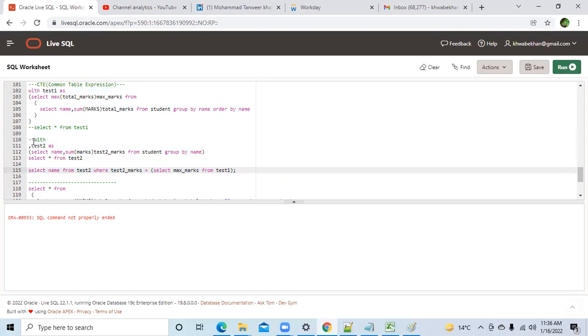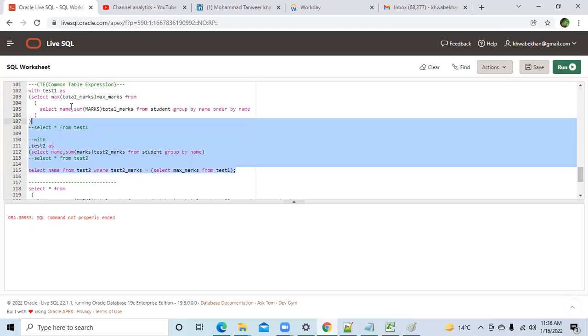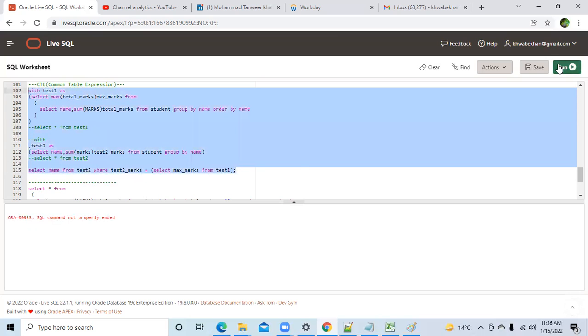SQL command not properly ended. Where is the mistake? You have added a comma. One comma is required after test 2, then select star from test 2. Got it. Okay, you got the expected output. It is coming, no?